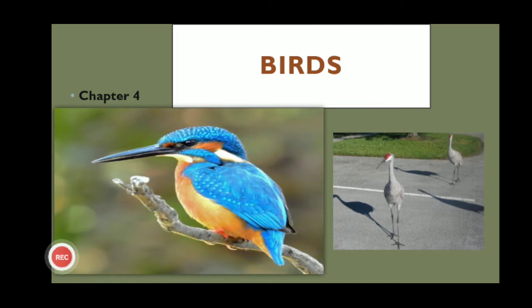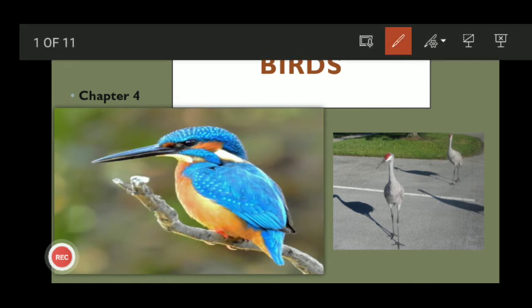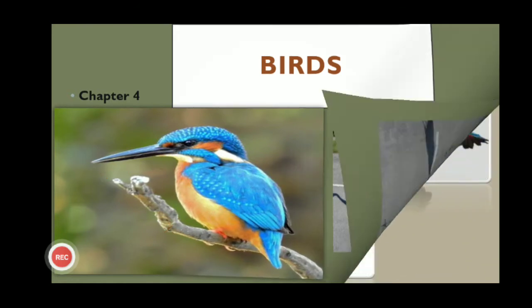So let's start our chapter. Children, in this picture you can see a bird, and now we will mark its beak, its tail, its feathers, that is flight feathers, and the small feathers are called down feathers.